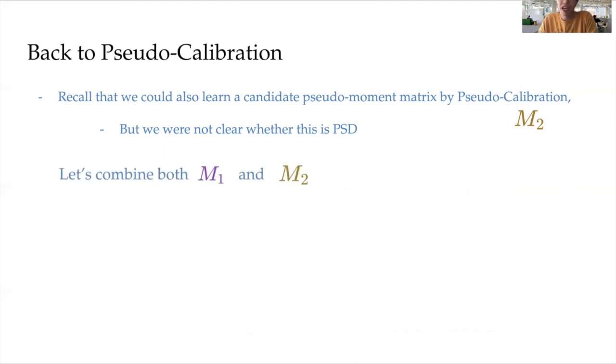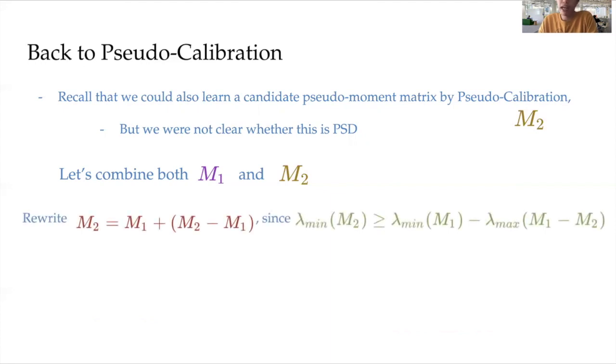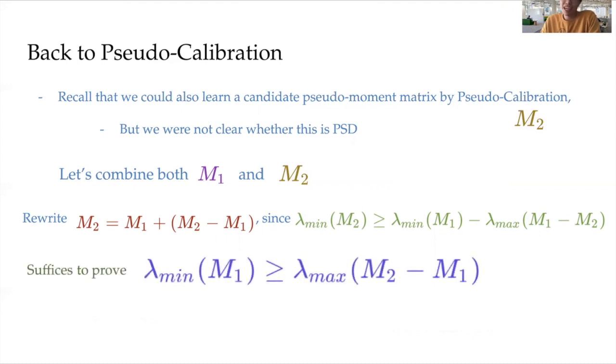An idea that we try is to combine both M1 and M2. What do we mean by that? We can write M2 as M1 plus (M2 minus M1), and use the triangle inequality to say that the smallest eigenvalue of M2 is lower bounded by the smallest eigenvalue of M1 minus the largest eigenvalue of M1 minus M2. Therefore, to show that M2 is PSD, i.e. lambda min of M2 is greater than 0, we only need to show the smallest eigenvalue of M1 is lower bounded by the largest eigenvalue of M2 minus M1.